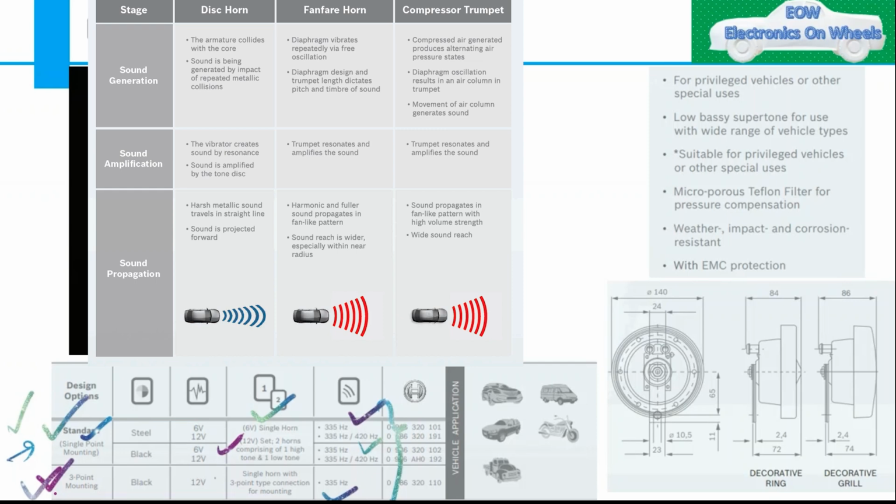So you can go through the data sheet of this particular horn. This is from Bosch. This is the disc type, that's why they have given the disc type of horn.